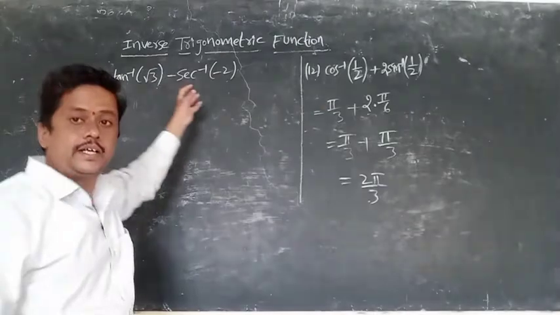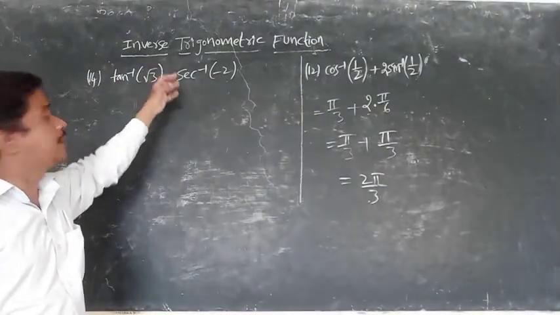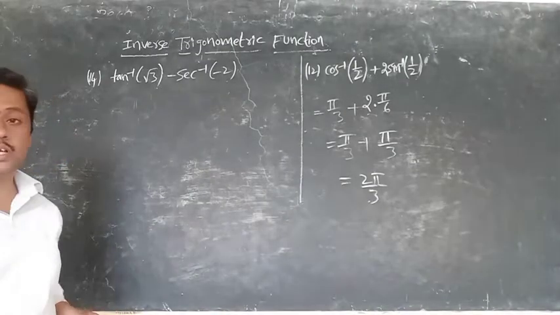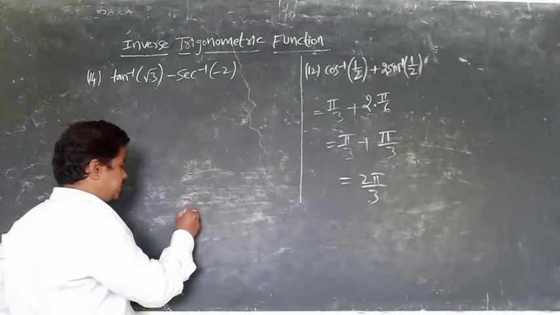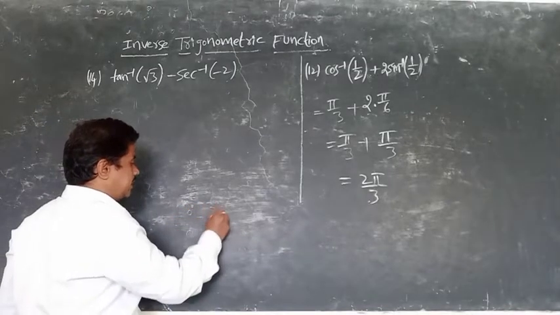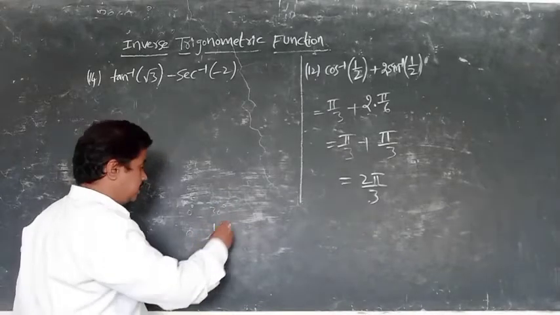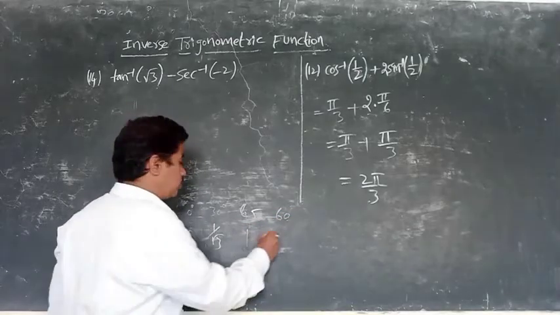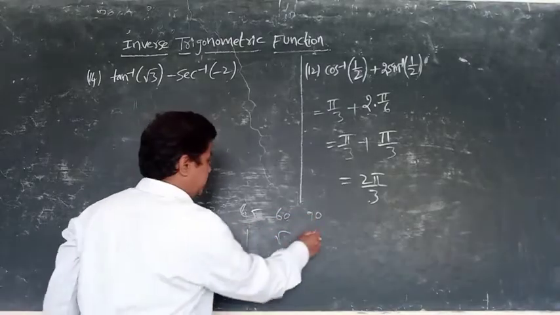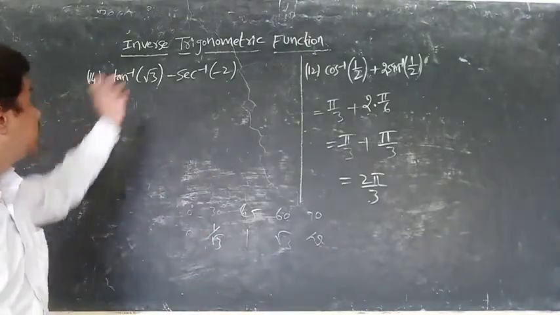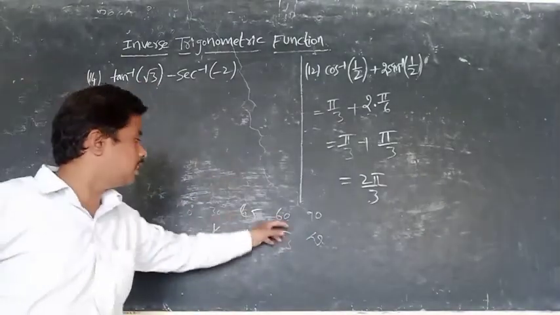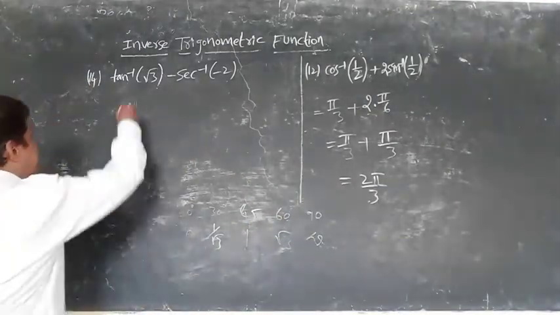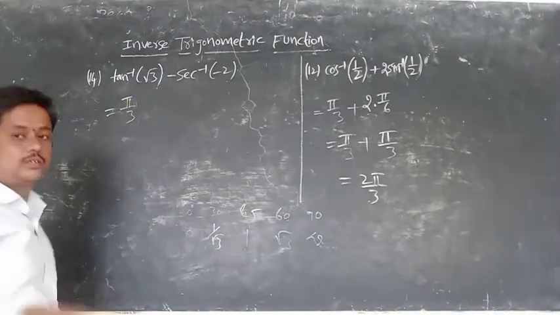See the next question: tan inverse of root 3 minus secant inverse of minus 2. What are the tan values? Tan 0 is 0, tan 30 degrees is 1 by root 3, tan 45 is 1, tan 60 is root 3, tan 90 is infinity. These are the values. So tan inverse of root 3 means 60 degrees, which is pi by 3.